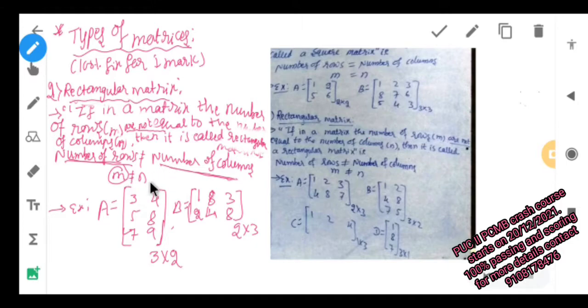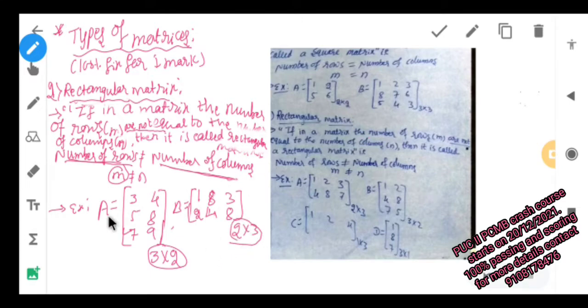So m is not equals to n. Examples you can see here. That is one example: A = [3 4; 5 8; 7 9]. So the order of that matrix is 3 by 2. Okay, one more you can see here: [1 8 3; 2 4 8]. Then the order of that is 2 by 3.